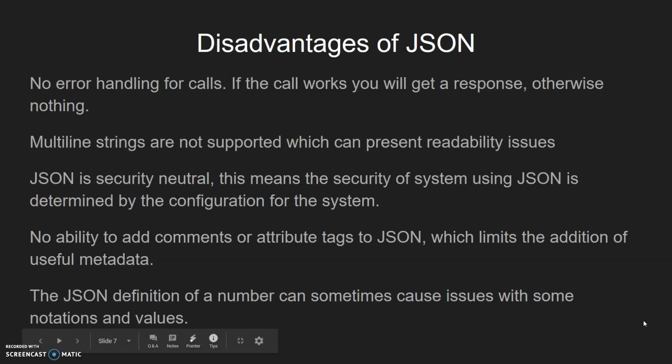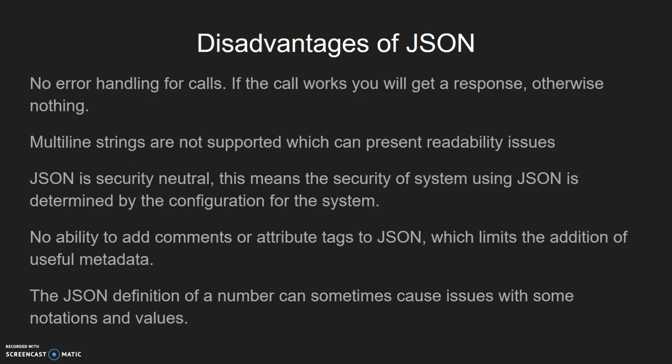Now, the disadvantages of JSON: there's no error handling on JSON calls. If the call works, you get your data, and that's great. If it doesn't, then there's nothing built in. You're not going to get a guarantee like you would with, say, an HTTP request, where you're always going to get your data. It's an all or nothing scenario.